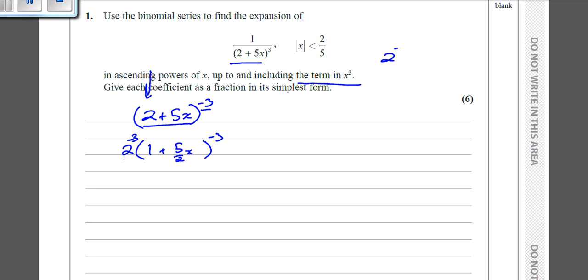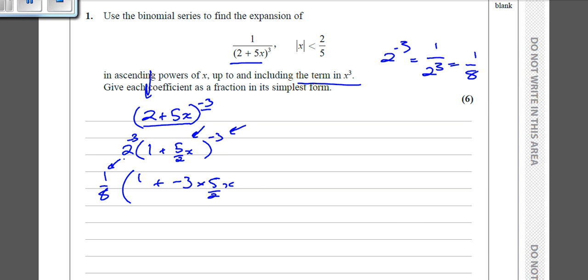Now 2 to the power of minus 3 we know is 1 over 2 to the power of 3. So that's going to be 1/8. So we're going to have 1/8 on the outside, which is that 2 to the power of 3. And then we're going to do the expansion. Now the first term of the expansion is always just 1. Then the next thing is the power times by this thing. So you're going to have plus minus 3 times by 5 over 2x.